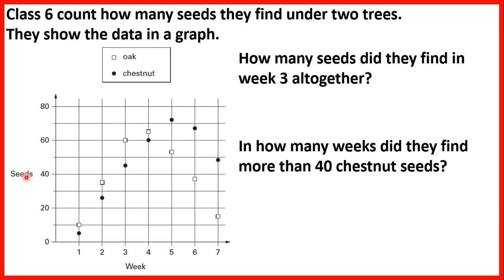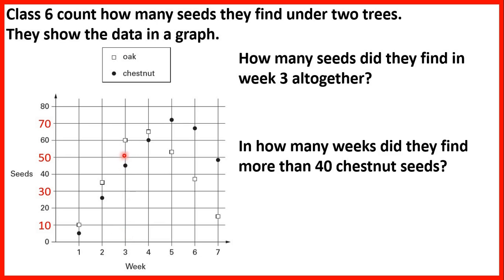So we have the number of seeds at the side, and we can see that with each line we're counting up in tens. Now we want to know the number of seeds in week 3, but we can see that we have squares which show oak seeds and dots which show chestnut seeds.